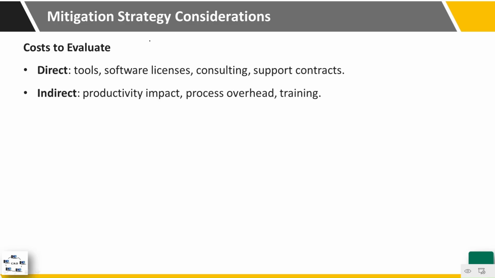Mitigation strategy consideration. So we need the cost to evaluate, because the mitigation incurs cost. Mitigation strategy results in cost. The cost may be direct in the form of tools, software licenses, consulting, and support contracts, or it may be indirect such as productivity impact, process overhead, and training.